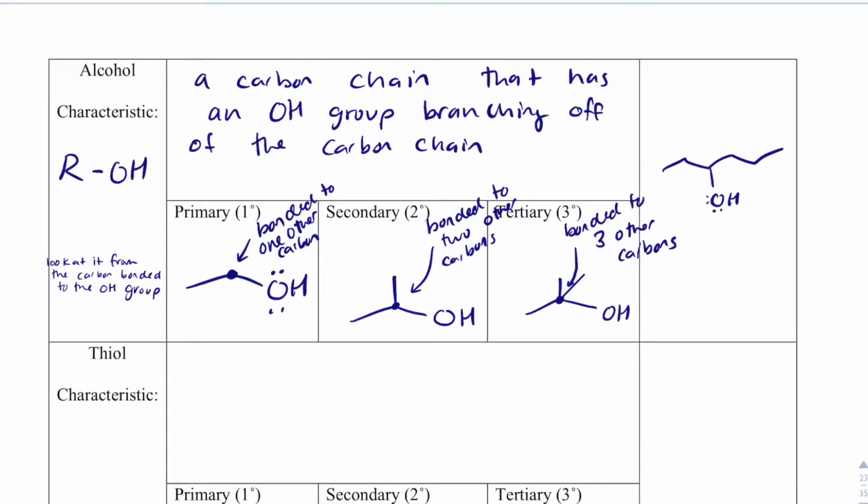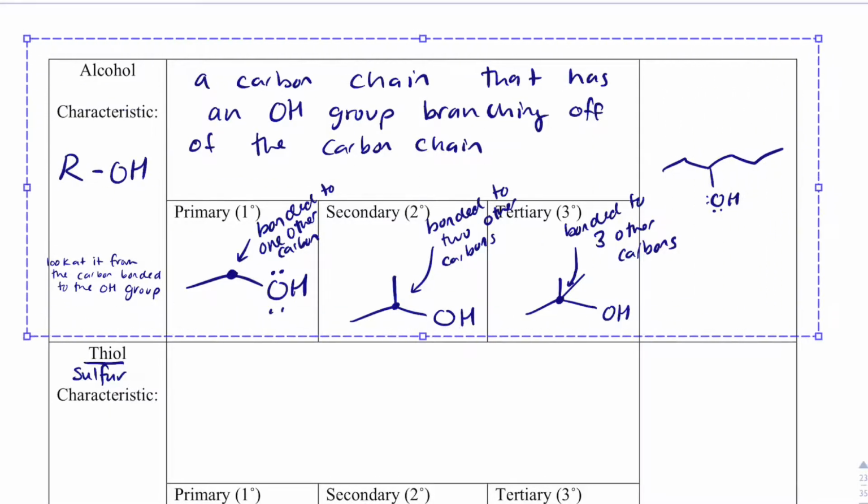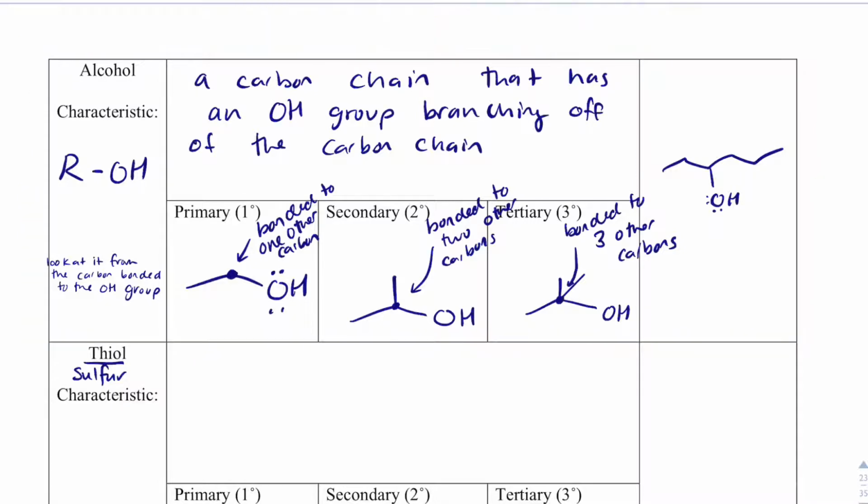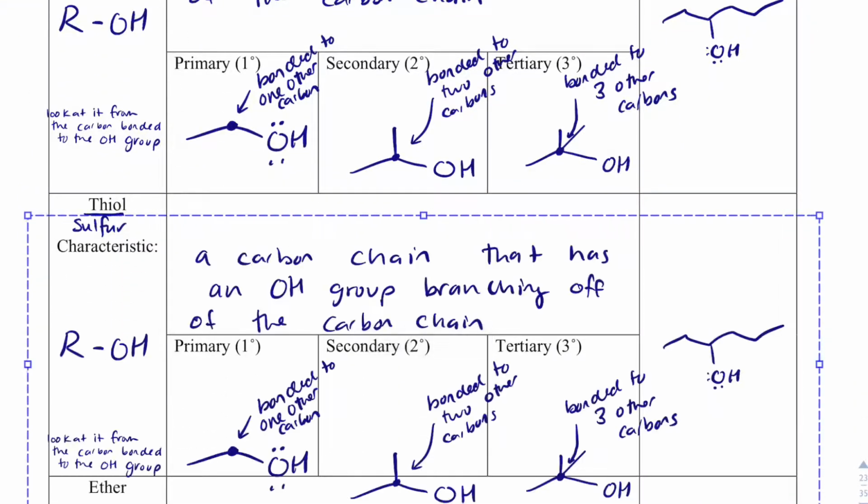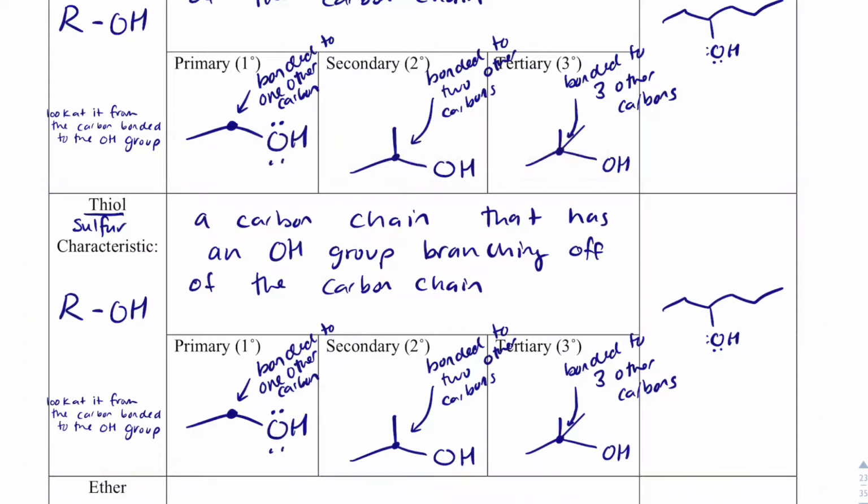Now, I'm going to copy this entire thing because what's nice is that the prefix thio means sulfur. So this is going to be the exact same thing, except instead of oxygen, sulfur will bond in the same manner. So, a carbon chain that has an SH group branching off of the carbon chain. So instead of OH, it'll be SH.